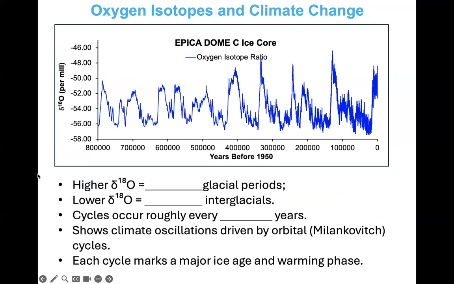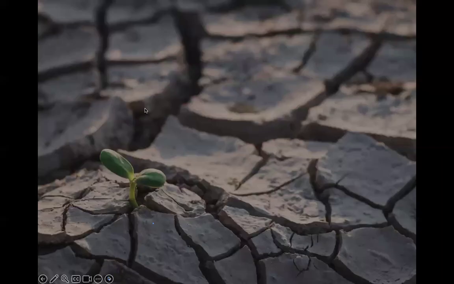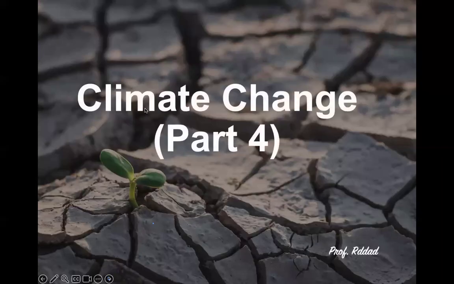So let me clear this out. And this will be the end of our part 3. I hope you understand how to use those isotopes to find whether we have global cooling or global warming. Thank you.